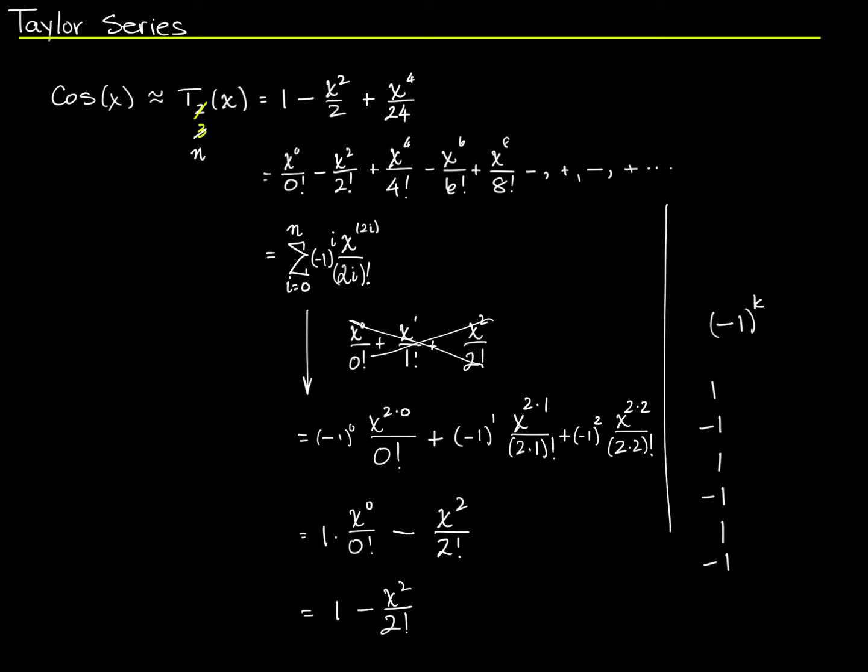So what do I get for my next term? Well, negative 1 to the power of 2 is positive 1, so I'm going to get a plus x to the 4th over 2 times 2 is 4, so I get 4 factorial. And this does in fact match the first 3 terms I told you about up here.